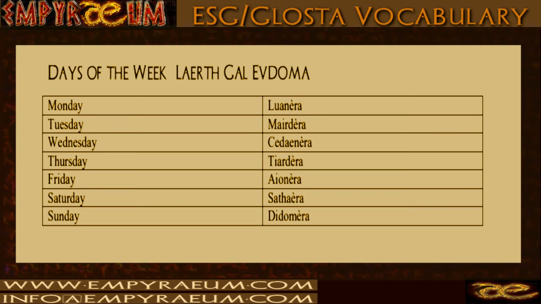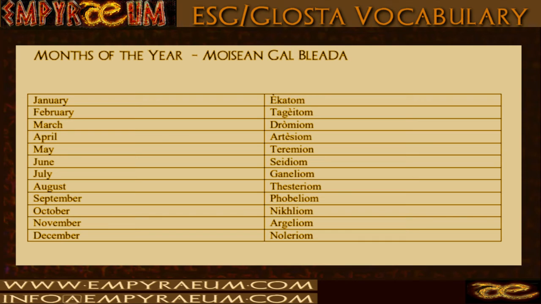After that, we're going to move on now to the logical progression from here, months of the year. So, months of the year, or Mosian Galbliera, again, you'll see a system. January, Ekatom. February, Tageitom. March, Dromium. April, Artesium. May, Teremion. June, Sedium. July, Galemium. August, Thesterium. September, Phobelium. October, Niclium. November, Argelium. And December, Nolerium.